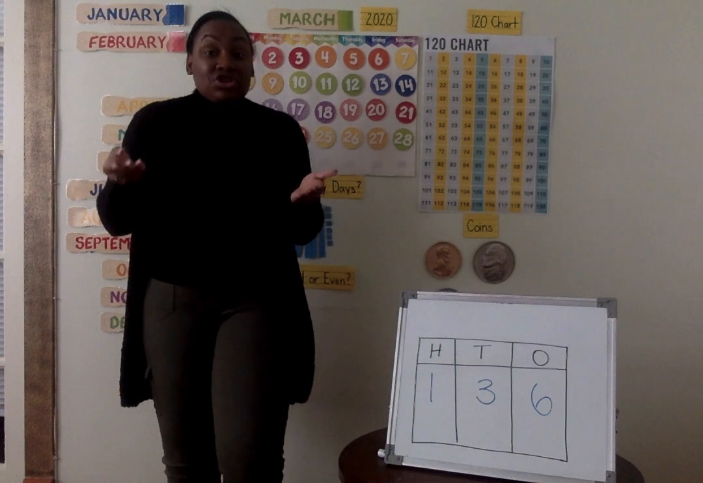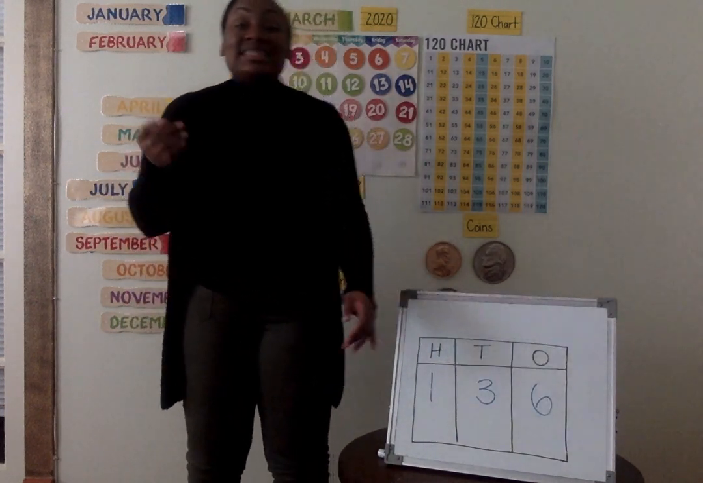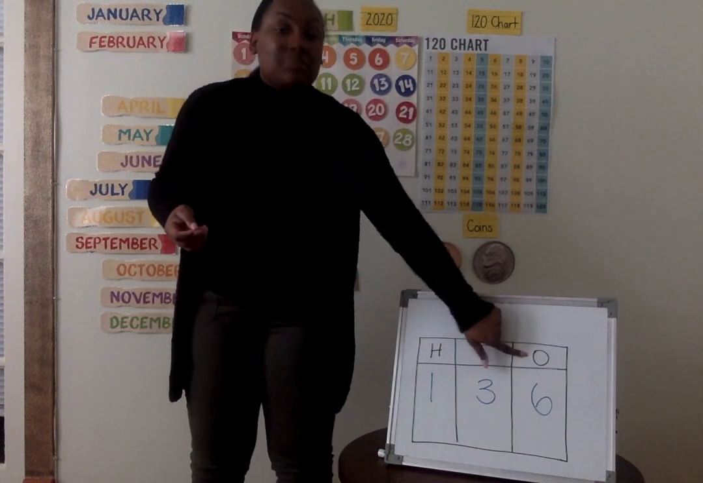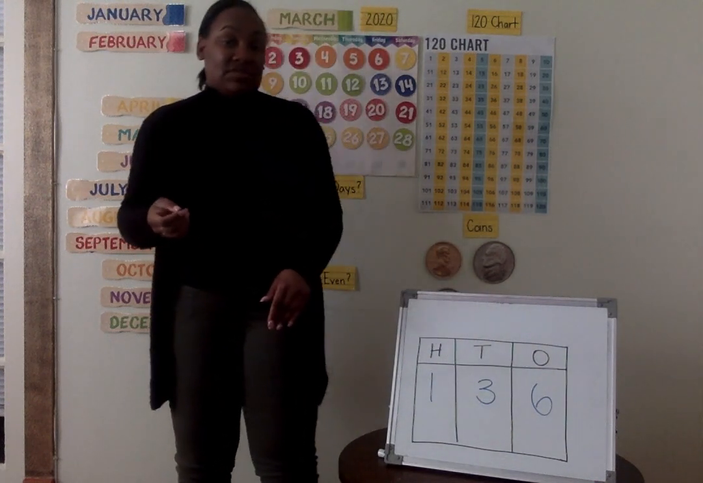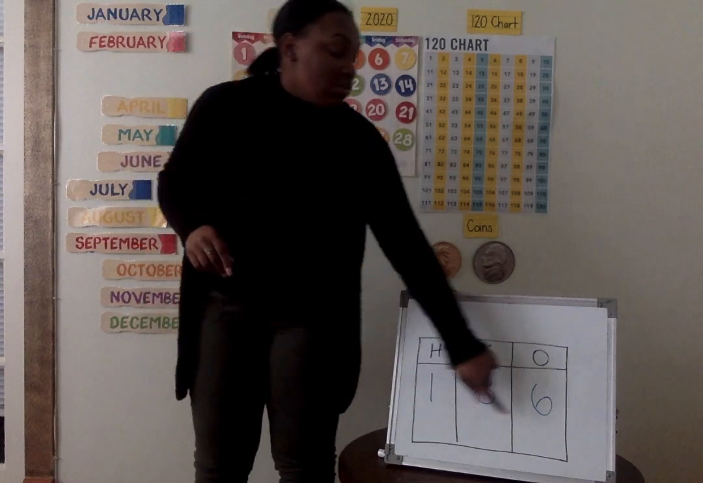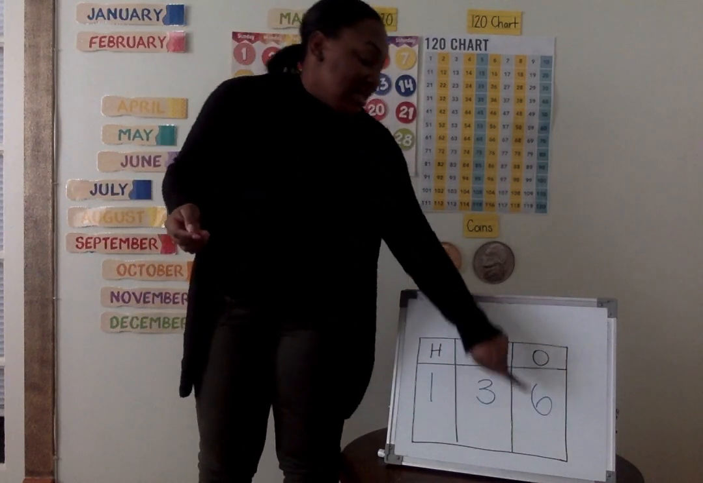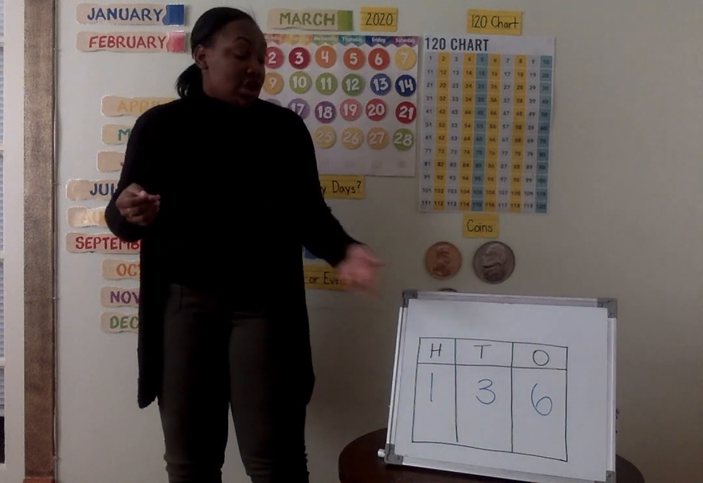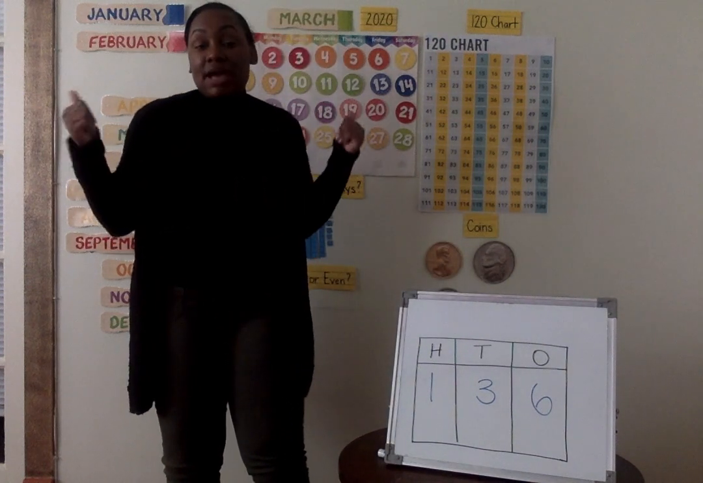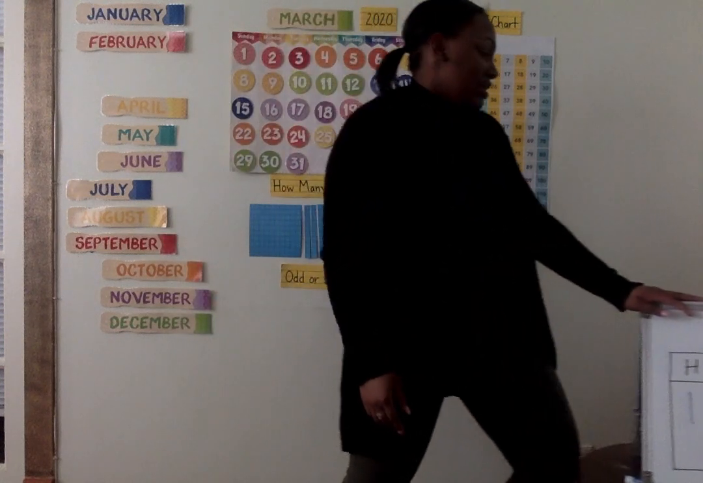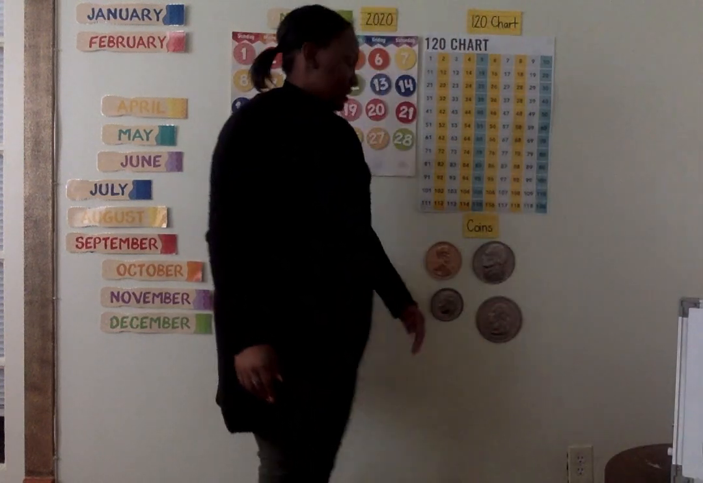You're right. You know the number 136 is even because there's a 6 in the ones place. And you know that 6 is even. One more time. You know the number 136 is even because there's a 6 in the ones place. And you know that 6 is even. Say, yep, I got it. Great. Moving on to coins.